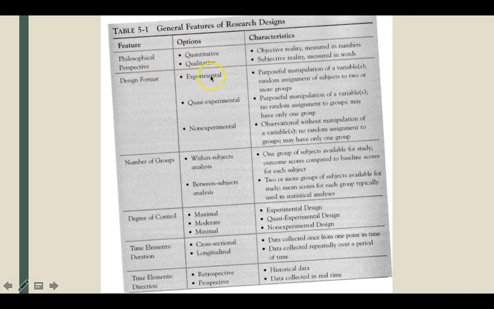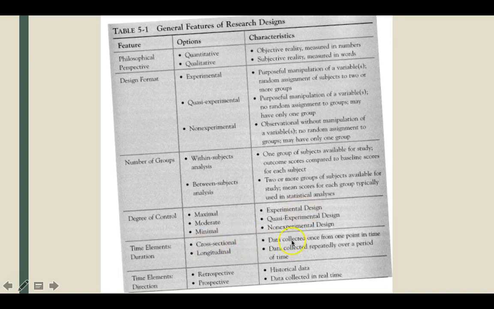The design format. Again, is it experimental, quasi-experimental, or non-experimental? So thinking about our bias control. Experimental has purposeful manipulation. We also have manipulation but no random assignment with the quasi. Non-experimentals are usually observational, no real manipulation. We're just seeing what happens. It may only have one group, might have two groups. The number of groups: is one group of subjects available for study, or are there more than one, and we can use more statistical analysis to compare? The degree of control goes by, again, experimental, quasi-experimental, or non-experimental.